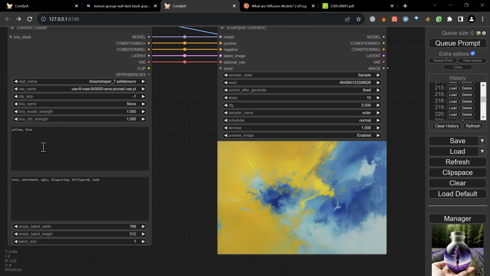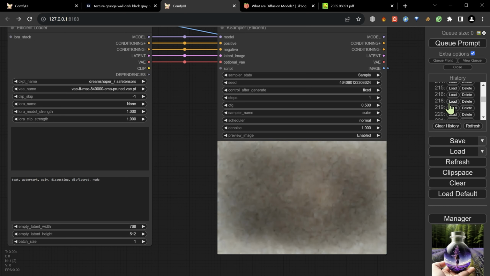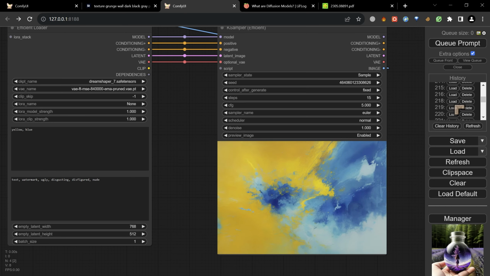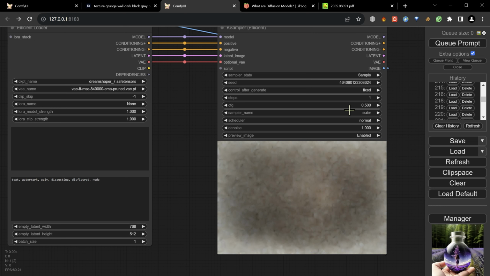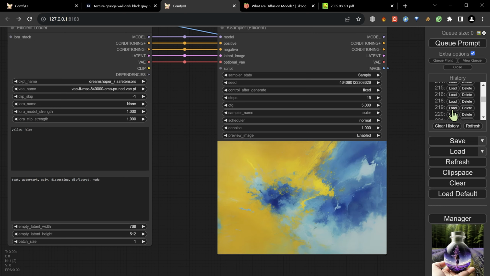I've added a couple of new words, yellow and blue. And just by adding a couple of new words, we've got yellow and blue happening here. If we take a look at the previous image, it had very low steps and very low CFG. I've increased the number of steps and increased the CFG. We've gone back to 5 for the CFG and back to 15 steps.